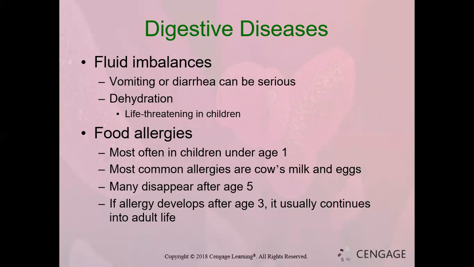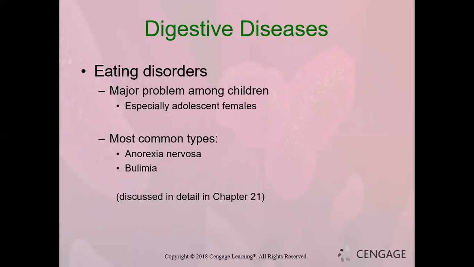Food allergies are common, more common nowadays than they used to be. And if an allergy develops after age 3, it usually continues into adult life, but many disappear in those young ones. Eating disorder is a major problem among children, especially adolescent females. Most common types are anorexia and bulimia.